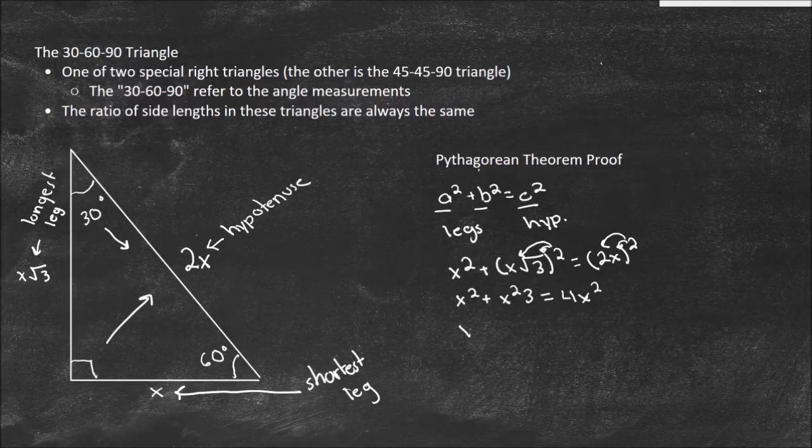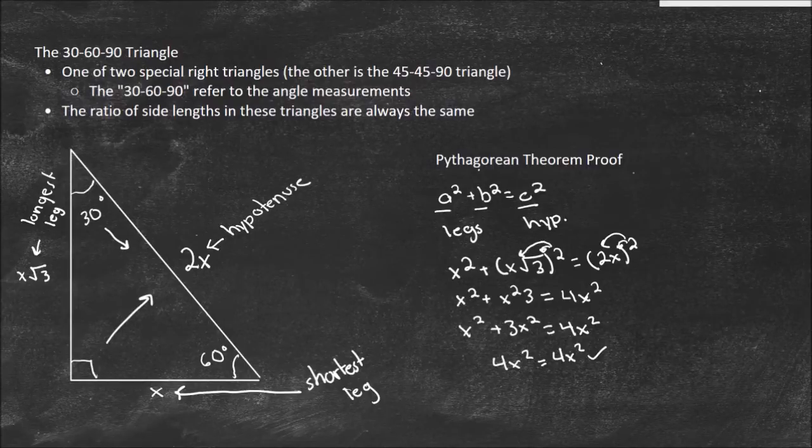Now we can rewrite this, because I don't like it as x squared times root of 3. It makes more sense as 3x squared equals 4x squared, and that looks correct to me. So we get 4x squared equals 4x squared, and that is why it works, why these ratios of side lengths are correct, and that's why you can have this special triangle. So hopefully that makes sense.